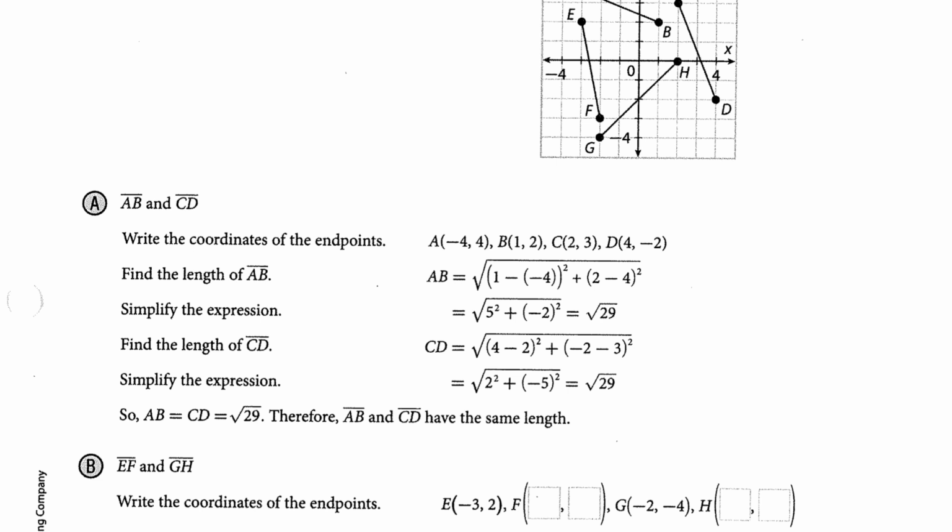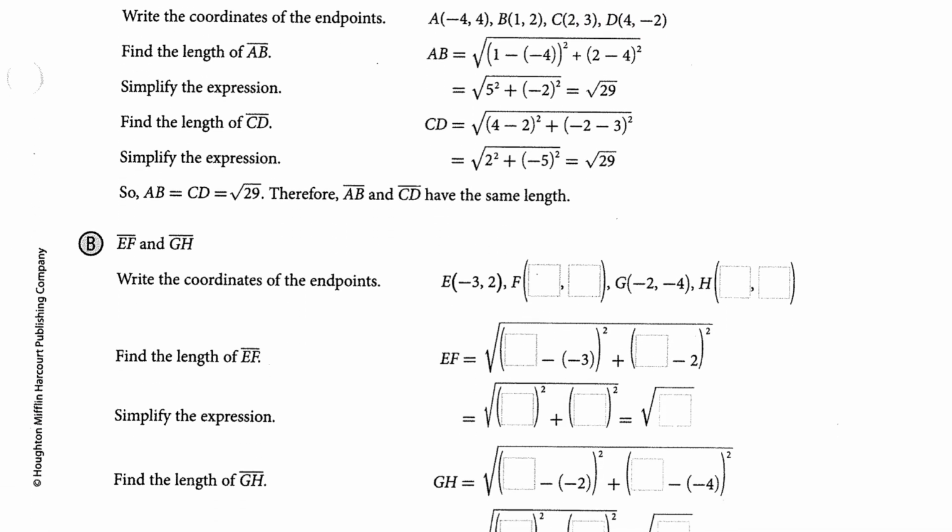As for CD, the difference in the x values is 2, and the difference in the y values is 5. 2 squared is 4, plus 5 squared, which is 25, gives us 29. And again, we're looking at this triangle that is a 5 by 2. And since CD is the hypotenuse, to solve for its length, we need to square root. So AB is equal to CD because they both have a length that is equal to the square root of 29. Therefore, they have the same length.